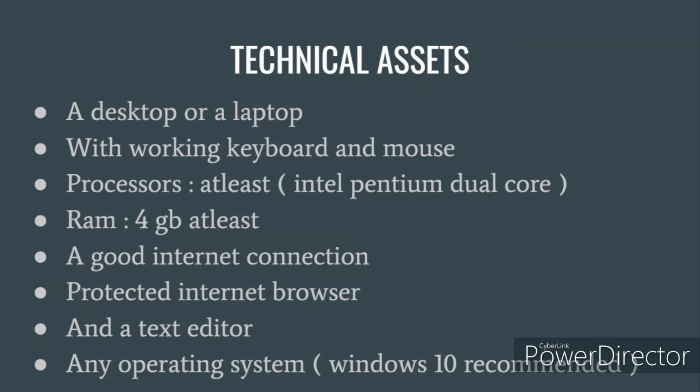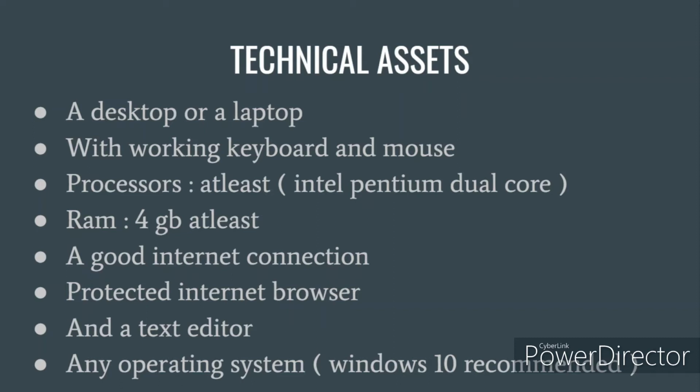Next is the processor. No need for any kind of gaming processor like i3, i5, i7. If you have an Intel Pentium dual core, it's fine, it's enough for doing coding. RAM should be at least 4 GB. Next, a good internet connection. Your internet connection should be decent and good. And you should have internet browsers like Google Chrome, Firefox, Safari, Brave, or the Avast browser. These are the protected internet browsers right now.